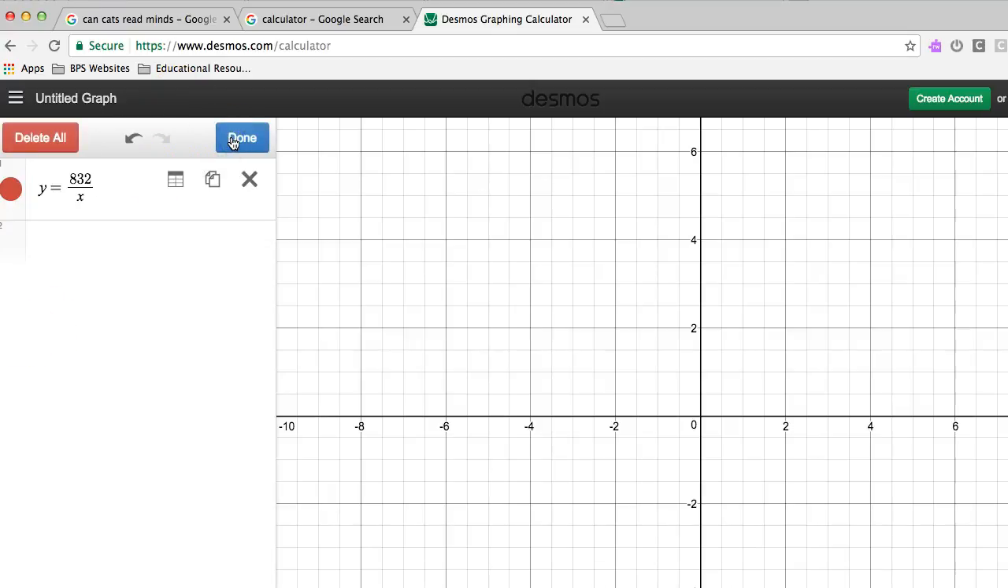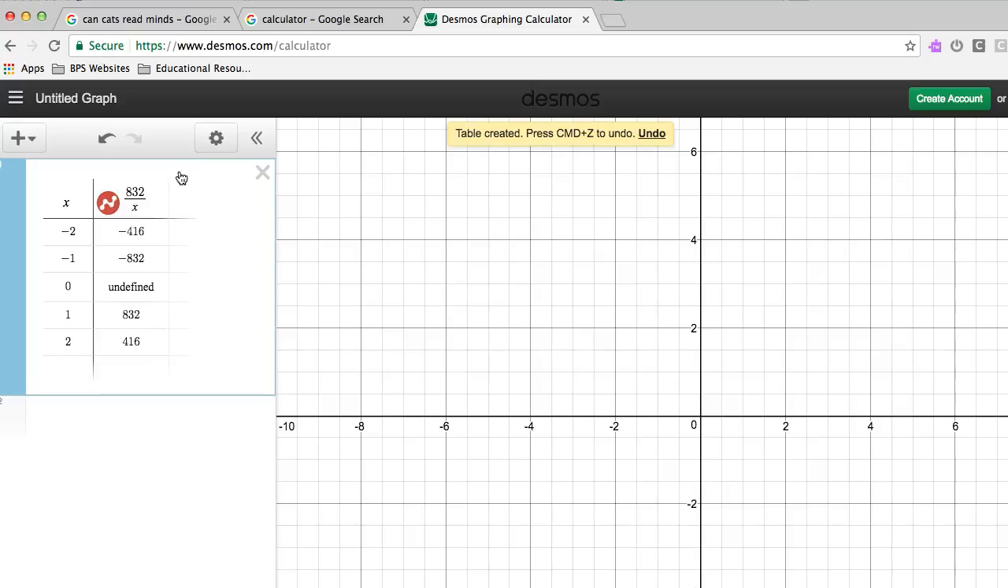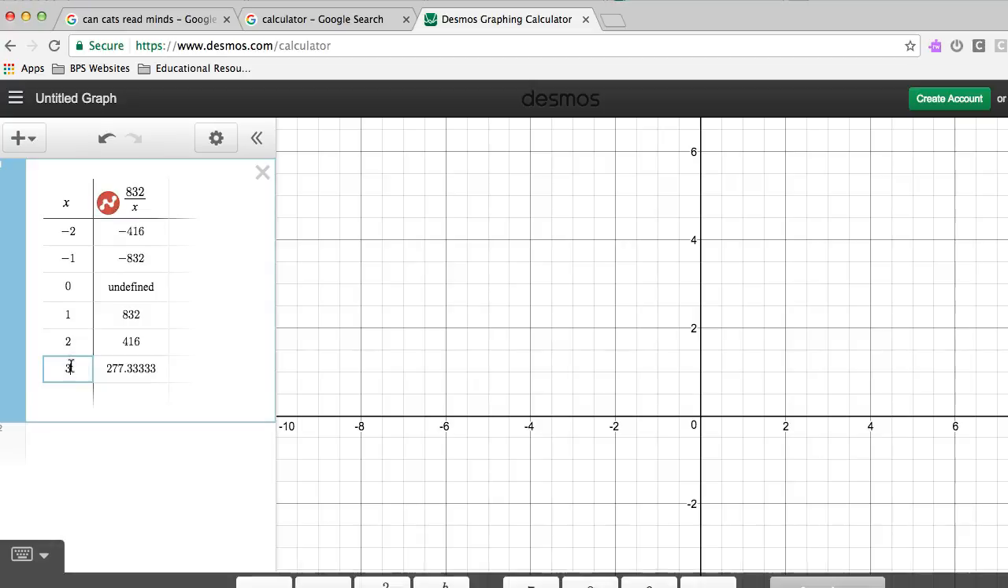Then I make a table. So what this is going to do, all of these are factors of 832, right? Negative 2 times 416, 832. Negative 1 times negative 832 equals 832. 1 times 832 equals 832. 2 times 416 equals 832. 4 times 208 equals 832.